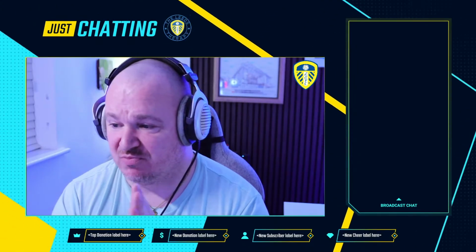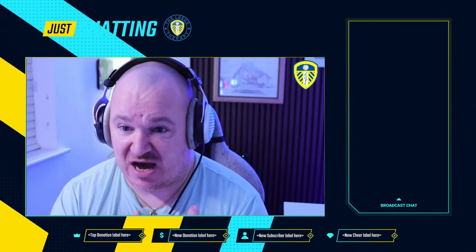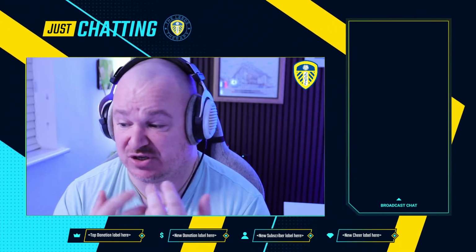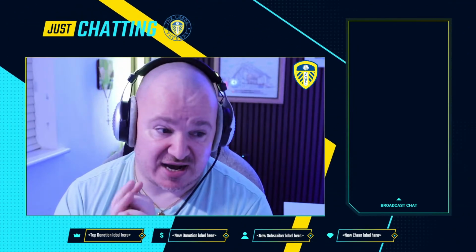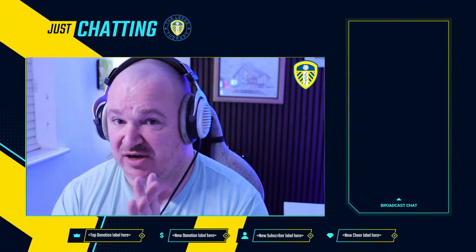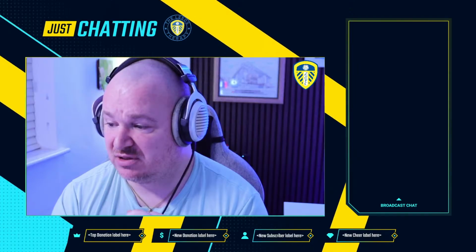The only way that Milner comes back for me at this moment in time is if he comes back to do a coaching role. That's the only way I can see that happening, and it's the only way that I could see it working, because he wouldn't fit in the squad.